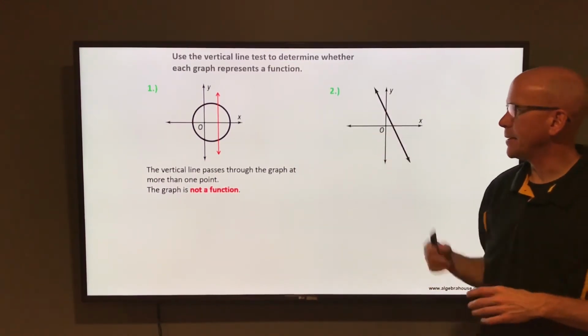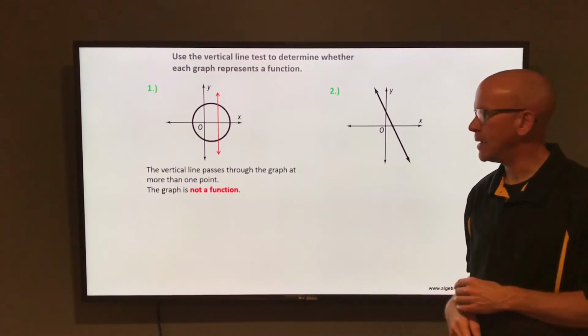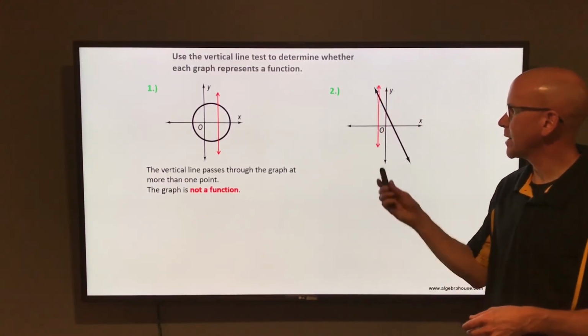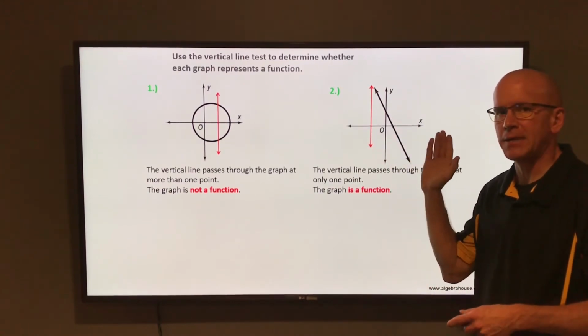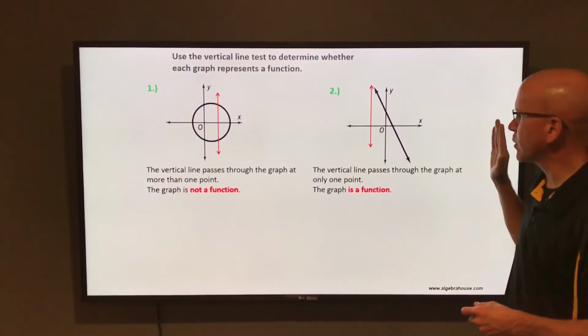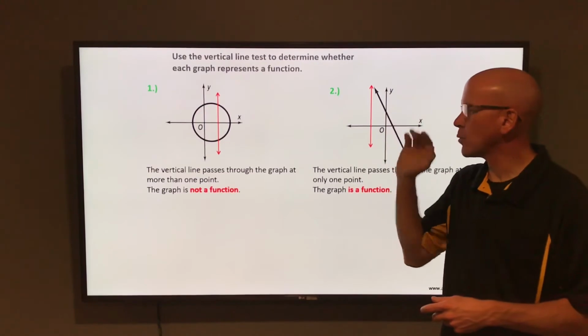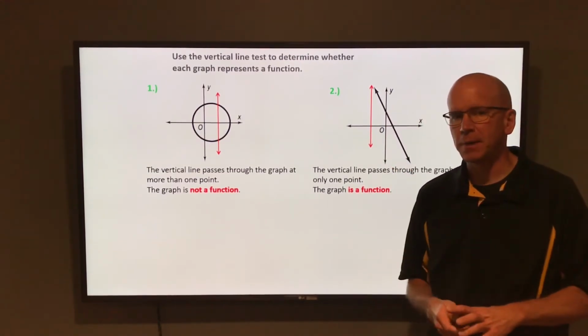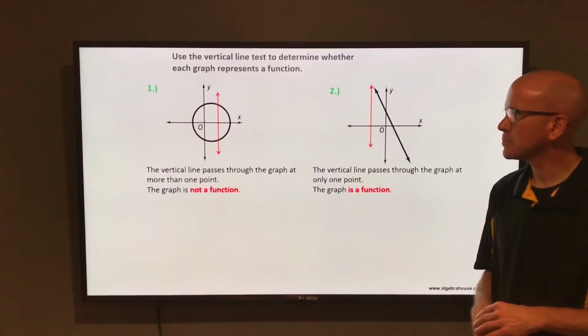If you have a diagonal line, would that be a function or not? Well, if you pass a vertical line through that, it's only going to hit in one place as it's passing through. It's not hitting in more than one place as it's passing through. That is a function.